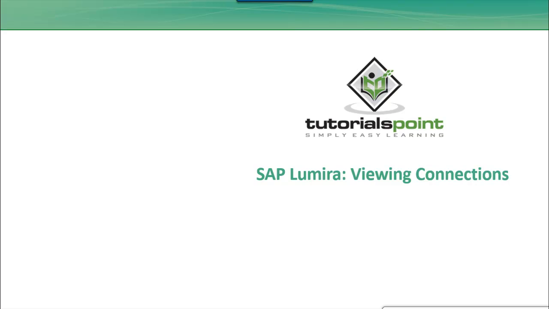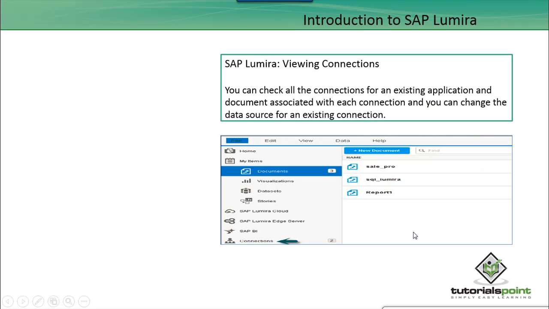In this tutorial, we will see how we can view the existing connections in SAP Lumira and how we can make changes in the existing connections. Whenever we create any document in SAP Lumira, it should be based on some connection. So, you can check all the connections for an existing application and the documents associated with each connection. And you can also change the data source for an existing connection.